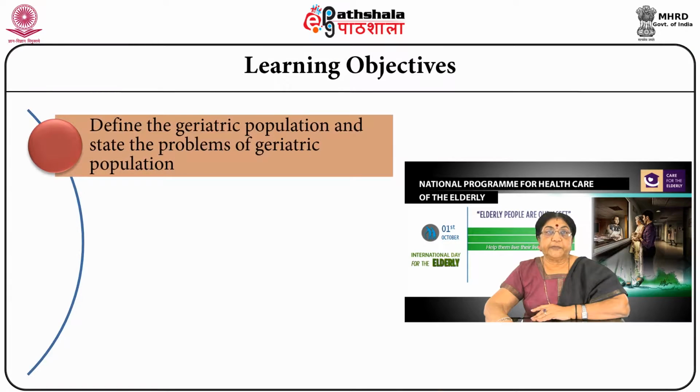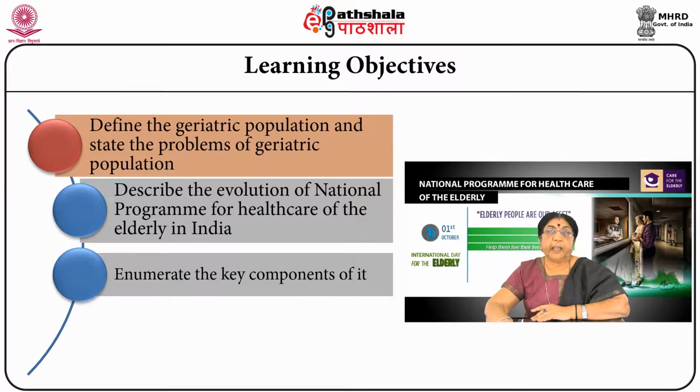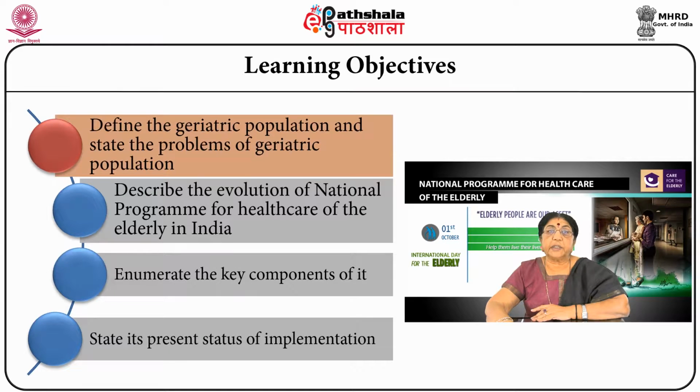Now, learning objectives. When we are going to talk of healthcare, a national program for healthcare, especially for elderly healthcare, we need to find out certain things: defining the elderly population, and we need to state the problems which these people are likely to face. Then we need to describe how this program about the elderly came about to become a national program. We need to enumerate the key components and, of course, state its present status of implementation.